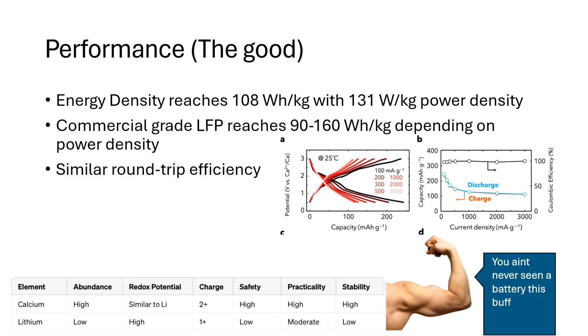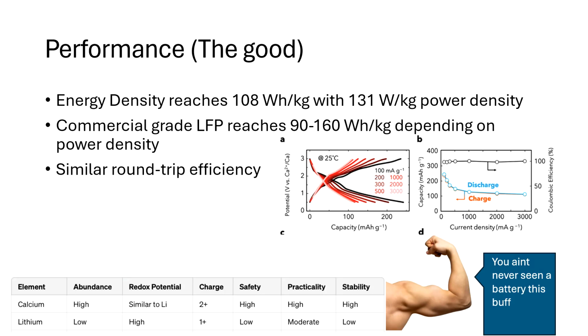But how does this measure up to a commercial grade lithium-ion battery? A calcium-ion battery's current energy density reaches about 108 watt-hours per kilogram with a power density of 131 watts per kilogram. This means that if you put in 131 watts into a 1 kilogram battery, then over an hour you will receive back about 108 watts.